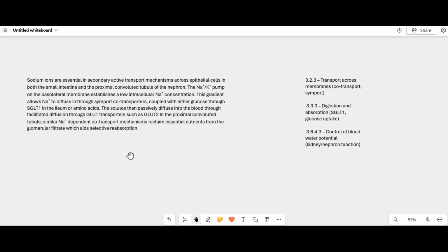So extracellular, yeah, is going to have a high sodium concentration so it can move back in and move glucose with it, yeah. You get me? This gradient allows sodium to diffuse in through co-transporters, yeah, coupled with either glucose through SGLT1, yeah. So that's a little bit of extra information, yeah. SGLT1 is a very common protein, yeah. All it is, it stands for sodium glucose linked transporter 1, yeah. And that's just inside the ileum, and it's just going to bring the glucose with it into the cell, yeah.